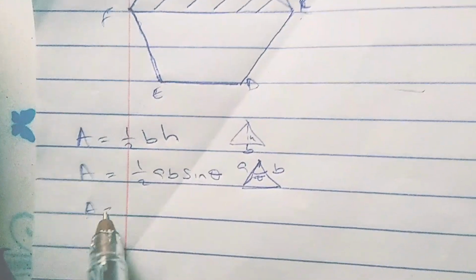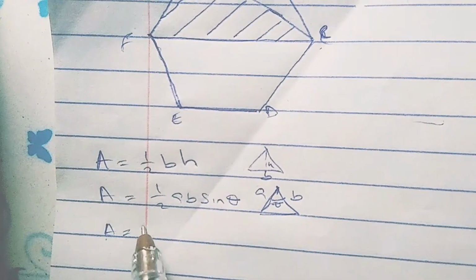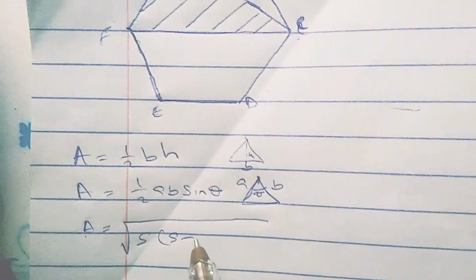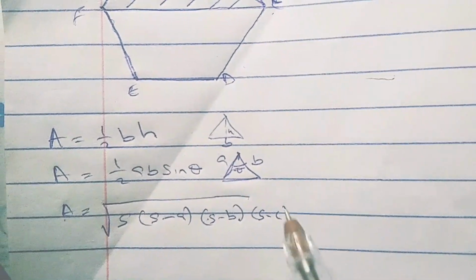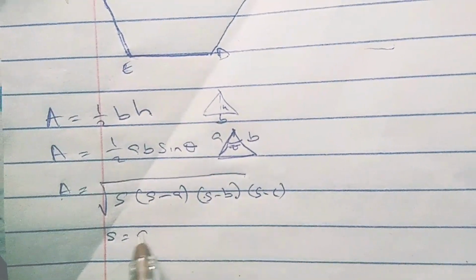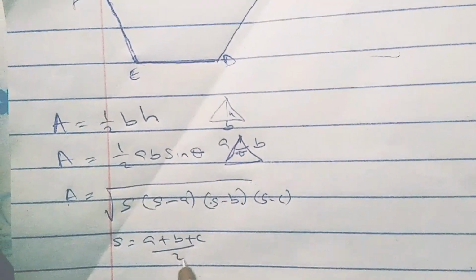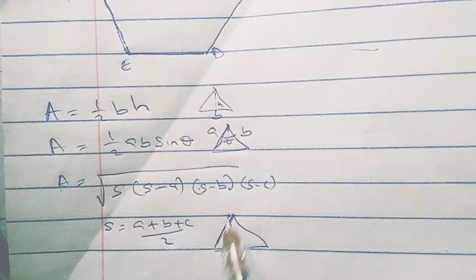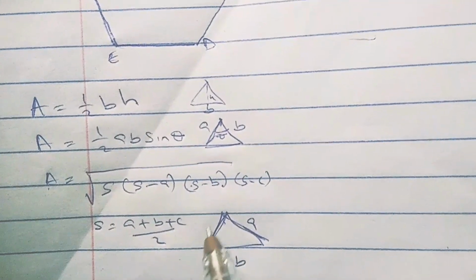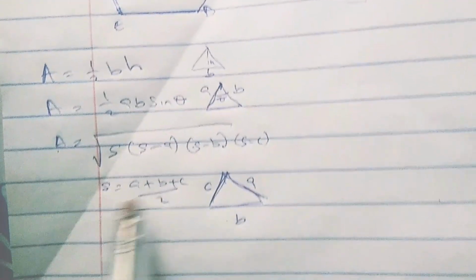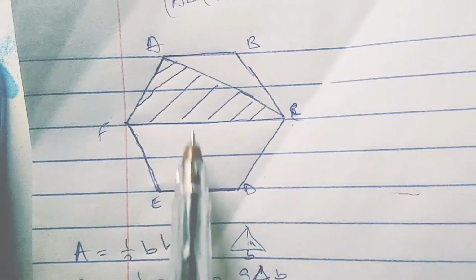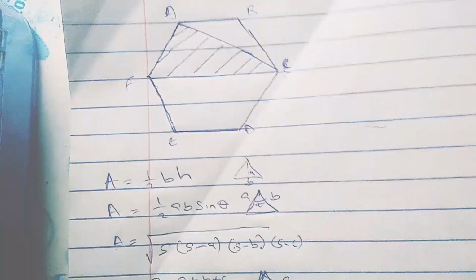The third formula, which is called Heron's formula, is equal to the square root of s(s minus a)(s minus b)(s minus c), where s is equal to (a plus b plus c) all over 2. This is the case whereby we have a triangle and we are able to have the three sides a, b, and c. So this is called Heron's formula.